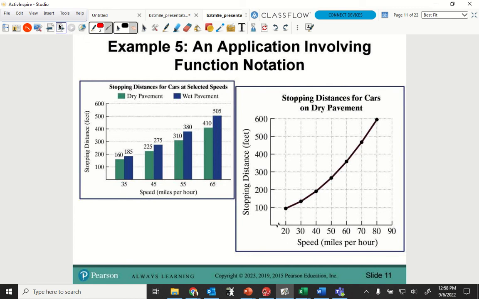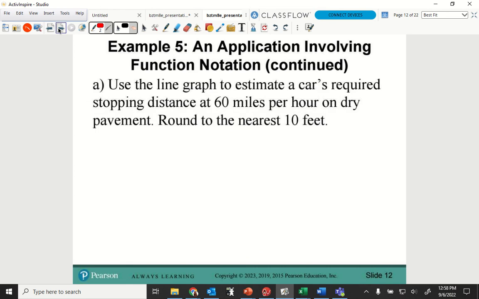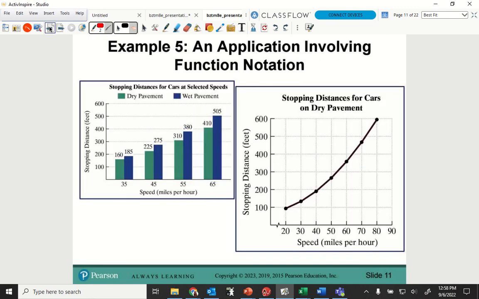Right? So we're going to have a question. The question over here says, use the line graph to estimate a car's required stopping distance at 60 miles per hour on dry pavement. Round to the nearest 10 foot. So, let's go over here. We find 60 miles per hour on the graph.